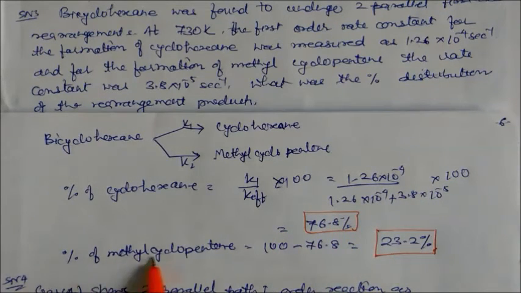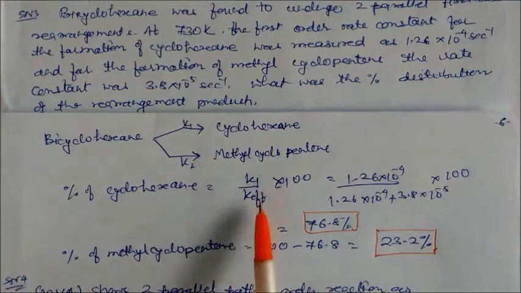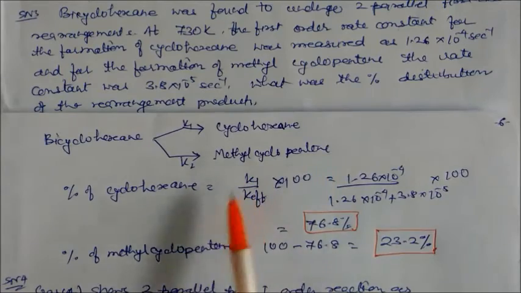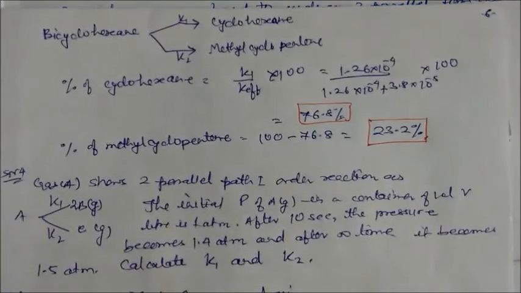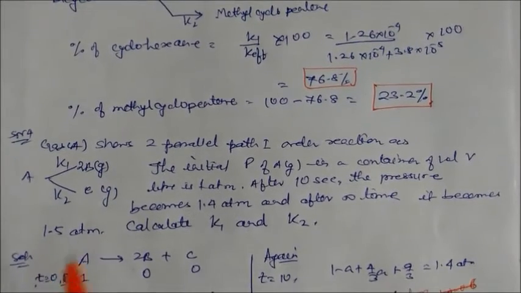Similarly, the percentage of methylcyclopentane will be 100 minus this. This is one method. The second method is K2 by K effective into 100. If you solve it, you will get this much percentage. So these are some simple questions. Let us go to some other questions.